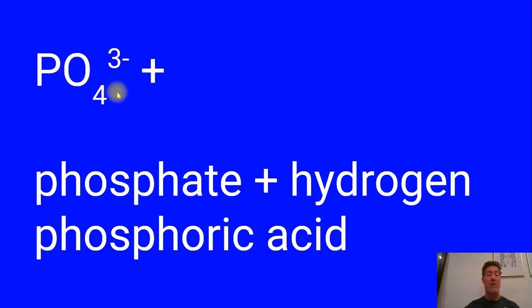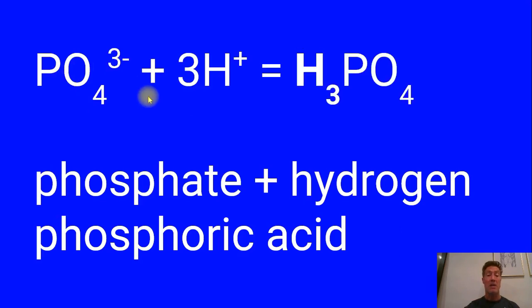How about this one? If we have a phosphate, how many hydrogens do we need to balance it out? We need 3. So H3PO4 gives us our neutral acid, phosphoric acid.